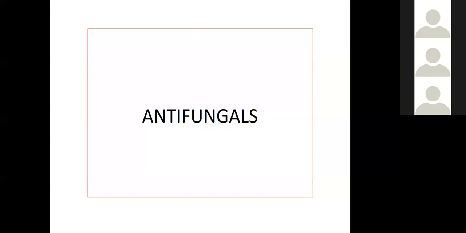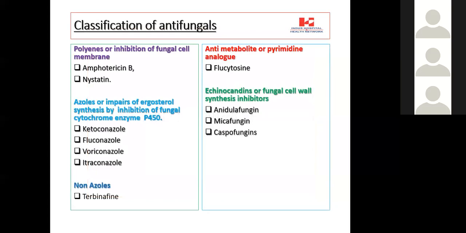Now we'll discuss the antifungal class. This is a classification for antifungals. We have the polyenes, which inhibit the fungal cell membrane. An example that we have is amphotericin. Azole antifungals, with examples ketoconazole, fluconazole, voriconazole and itraconazole. And also we have non-azoles like terbinafine. Anti-metabolites and pyrimidine analogs include flucytosine.